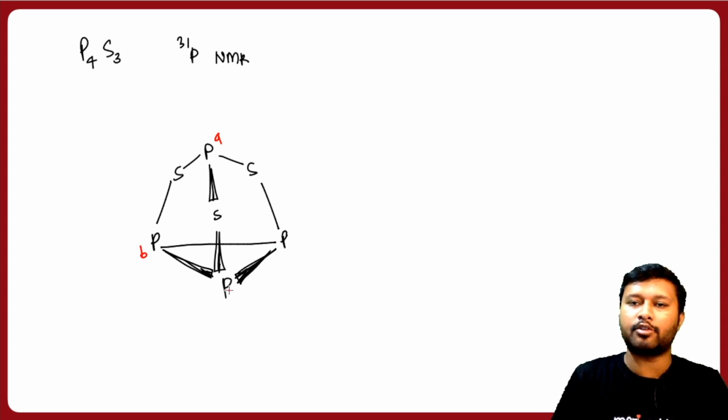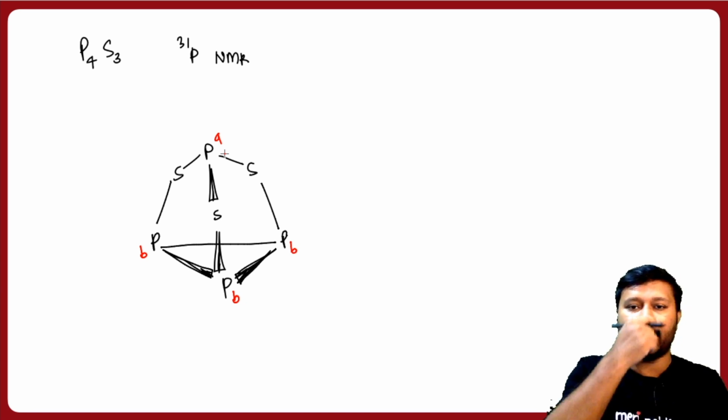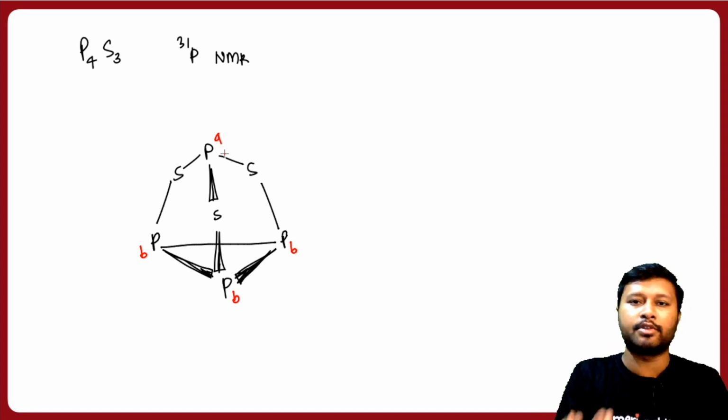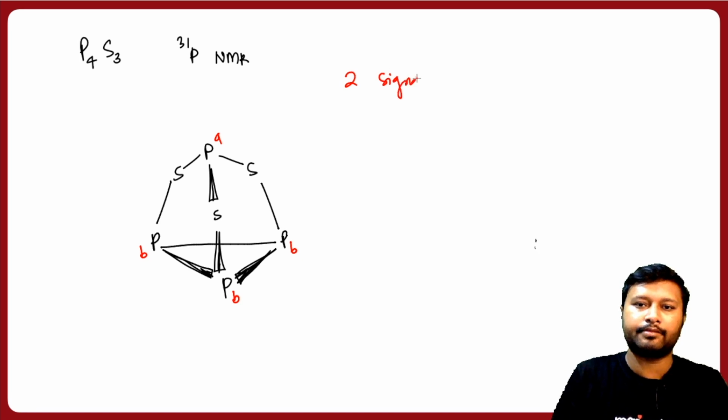Now this phosphorus is also of type B because it is attached to 2 phosphorus and 1 sulfur. So this is also of type B, and this phosphorus is also of type B because it is attached to 1 sulfur and 2 phosphorus. So we have 2 types of phosphorus. That's why there will be 2 types of peak, or 2 signals, is what you can expect in this.